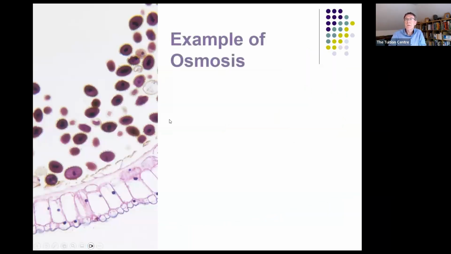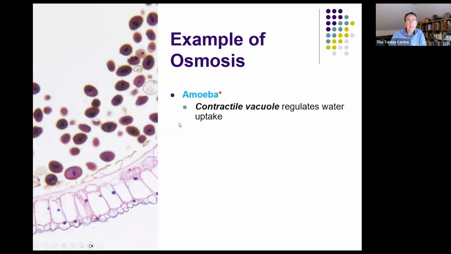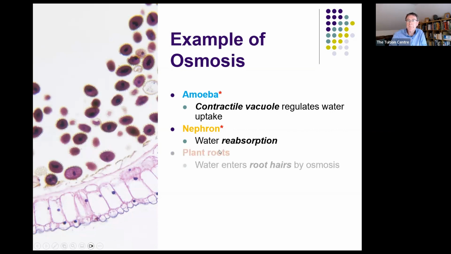Yeah. So we've got other examples. I just want to mention them. You may not have come across all of these yet. We haven't looked at amoeba. We still have to look at that. We put that on hold a few weeks back. The nephron, you may or may not have done already. That's in the kidney. That's an example of the reabsorption of water by osmosis, for example. And we'll see that the nephron features in active transport in a second.